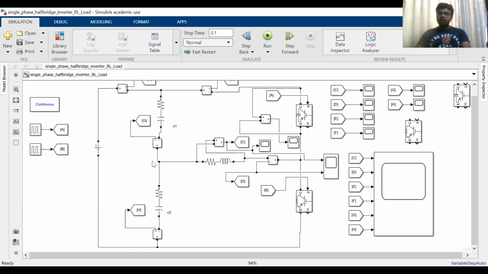This mode of operation I have already discussed. That means in the first mode of operation, this inductor gets energized. In the second mode of operation, what happens? We will remove the pulse to this one. Then the polarity of the inductor will change.